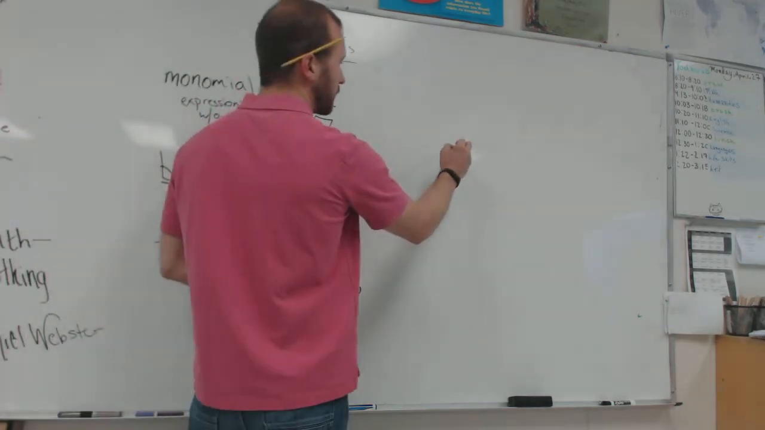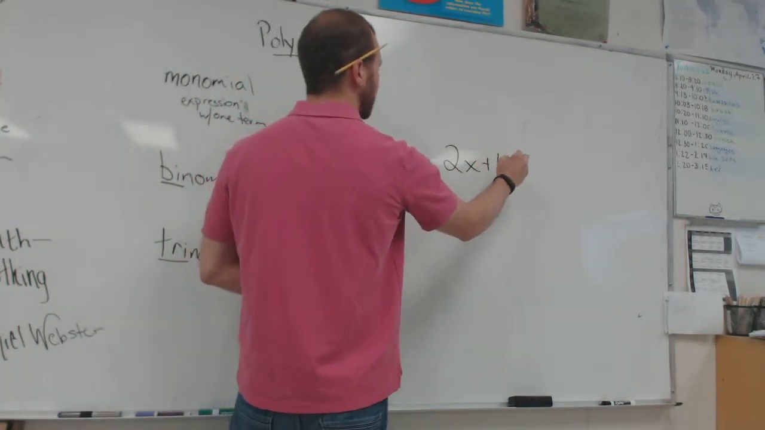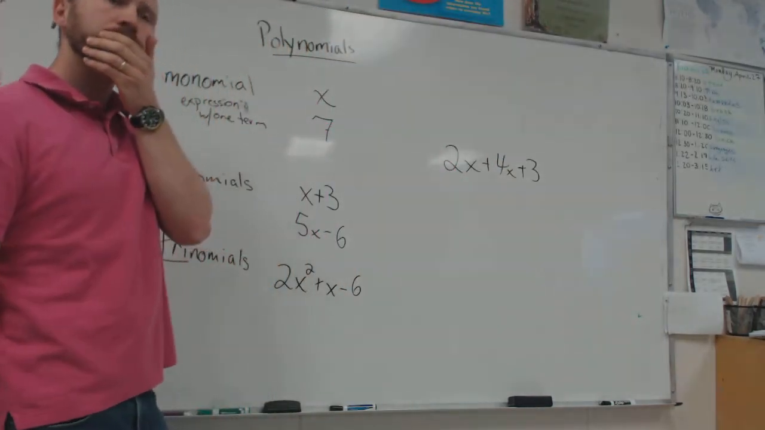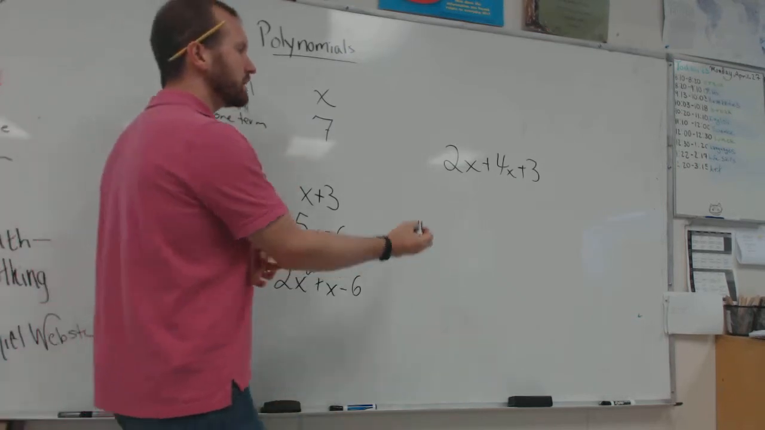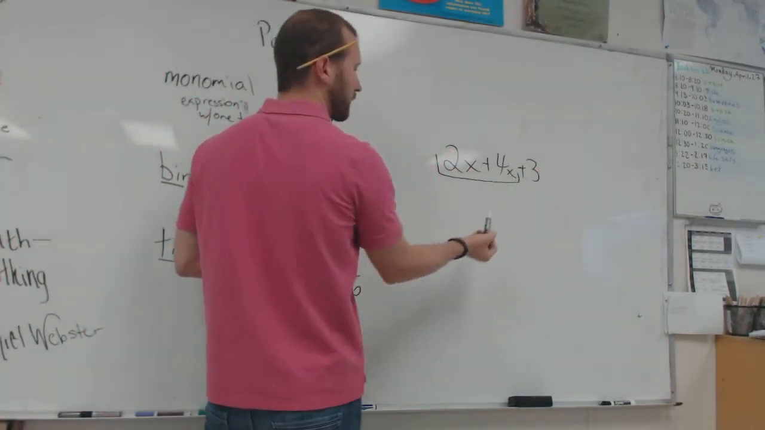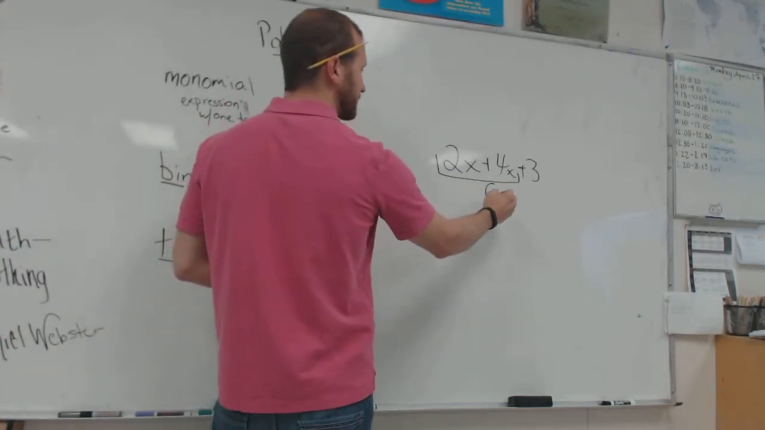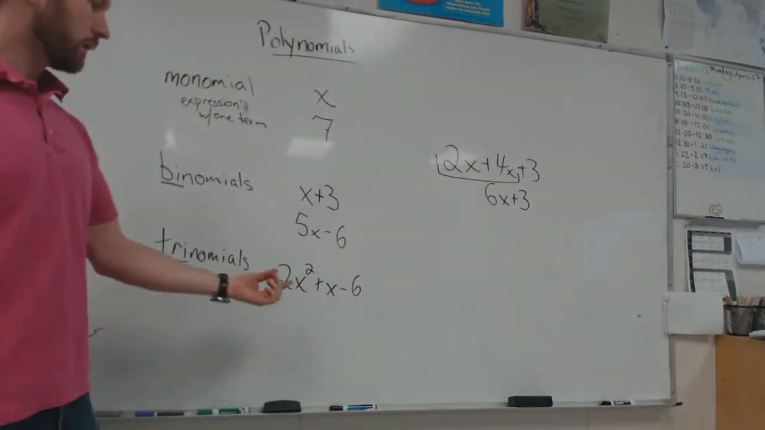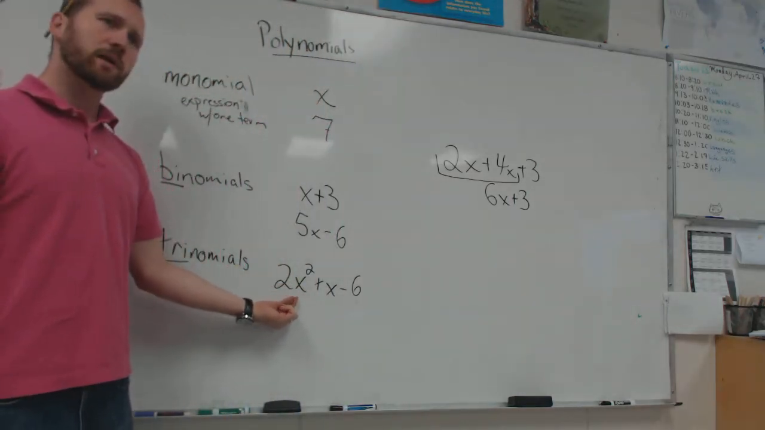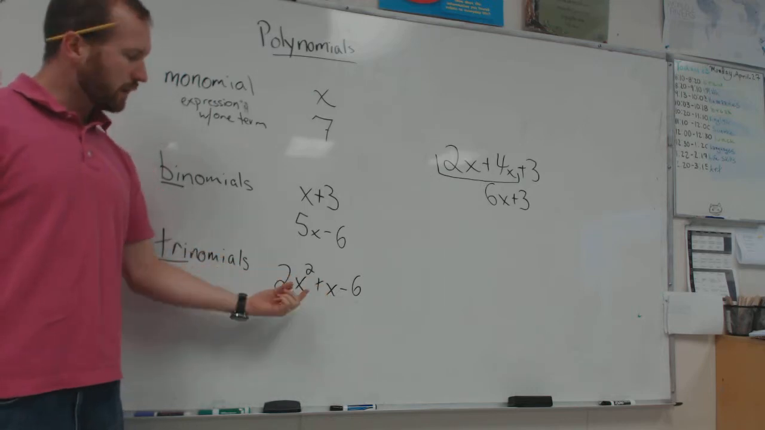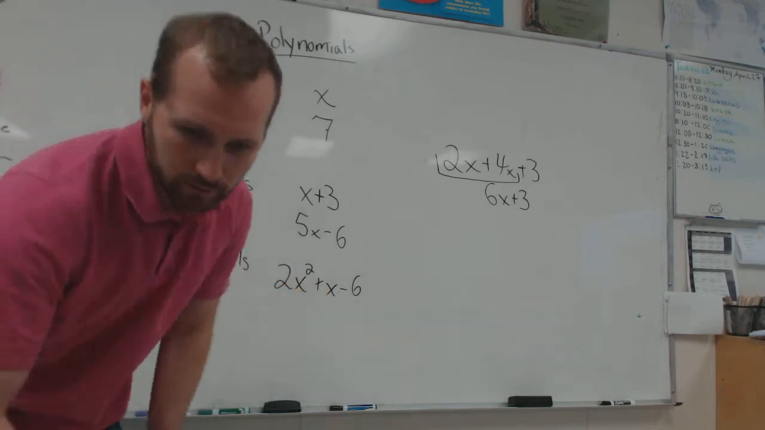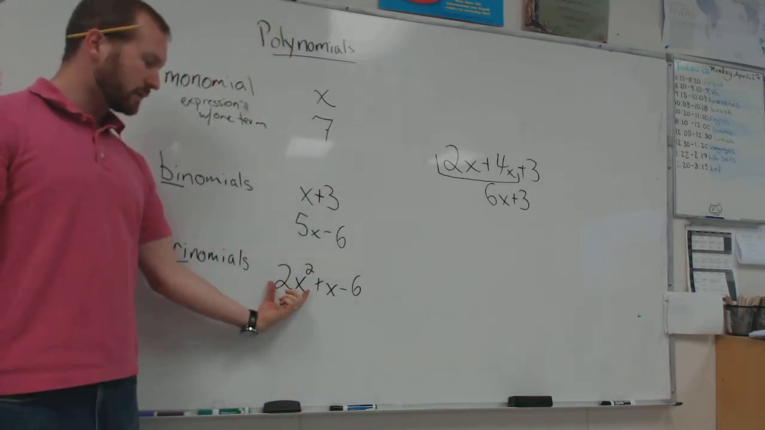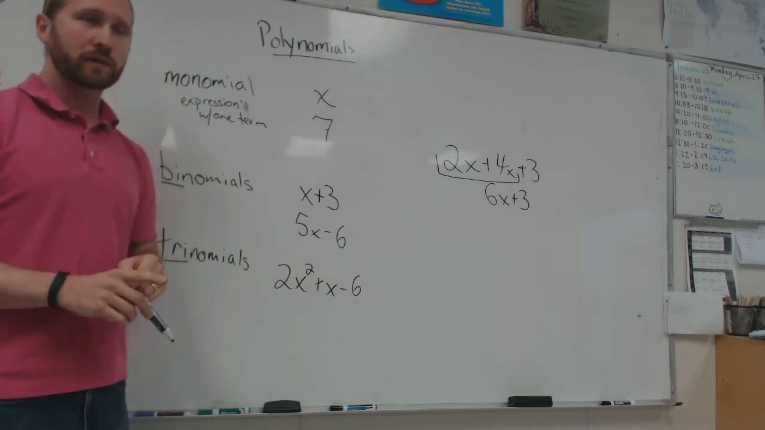Why is this not a trinomial? 2x plus 4x plus 3. Yeah, because this is really one term, right? 2x plus 4x is just 6x plus 3. Yeah, but I can't add 2x squared plus x. Right? There's no way to add the x squared to the x. There's no way to combine this term with this term. And that's actually the important thing that we're going to talk about today.